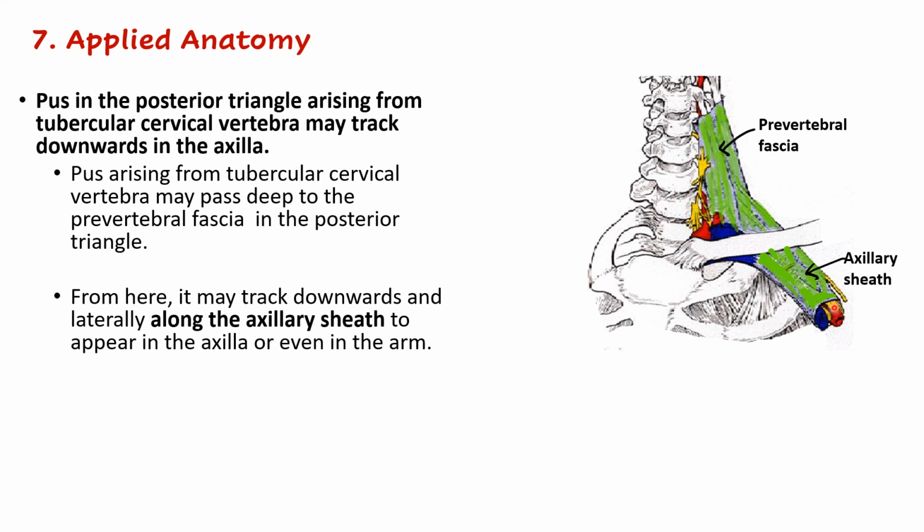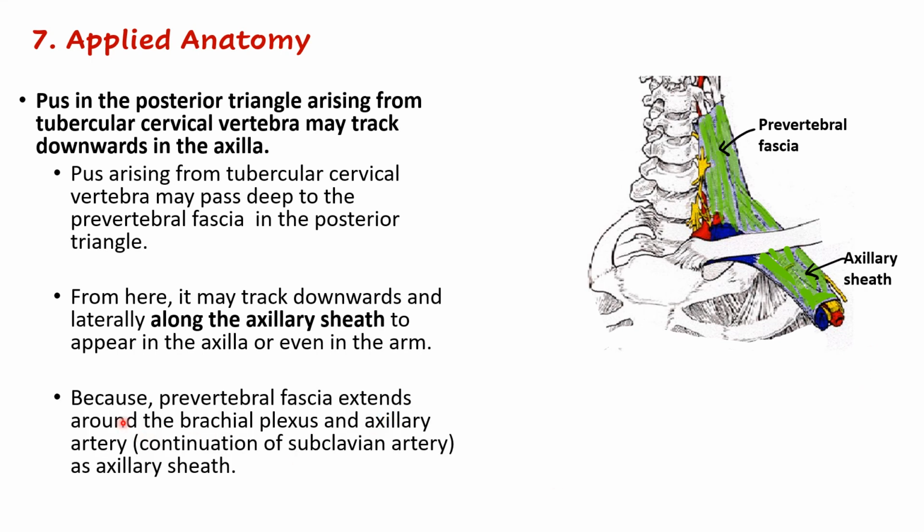Plus you also have here the brachial plexus cords, right? All these are enclosed in a sheath which is known as the axillary sheath, and it is derived from the prevertebral fascia. So from the floor of the posterior triangle, the pus will track down laterally along the axillary sheath and appear in the axilla or even in the medial aspect of the arm. This happens because the prevertebral fascia extends around the brachial plexus and axillary artery, because around the vein the sheath is very thin. The axillary sheath is the continuation of the subclavian artery's sheath, right? So this is very important.